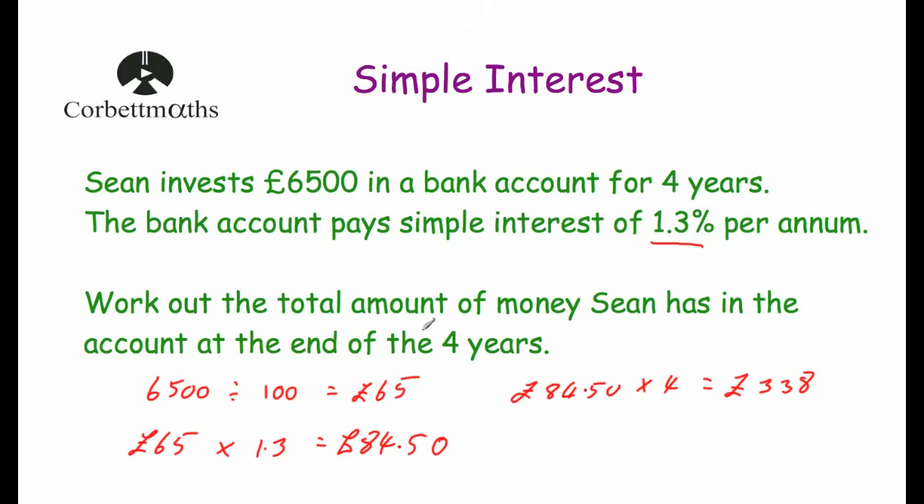But the question says work out the total amount of money Sean has in the account at the end of the 4 years. So we're going to take our 6,500 and add on that interest of £338, and that will tell us our answer, which is £6,838, and that's it. So simple interest is where the same amount of interest is earned every single year.